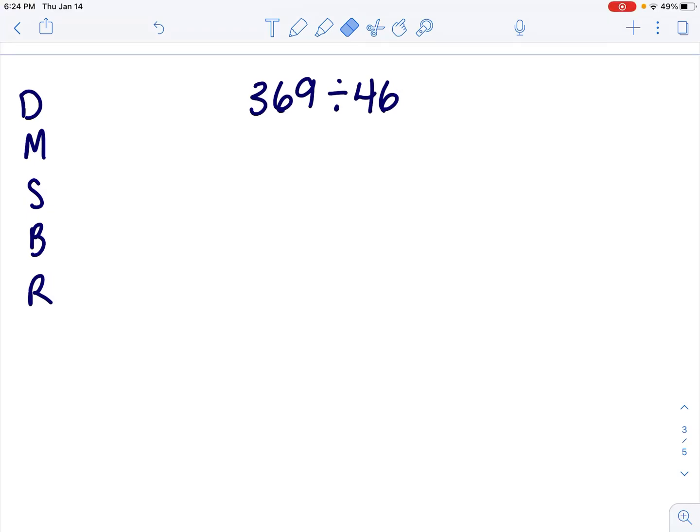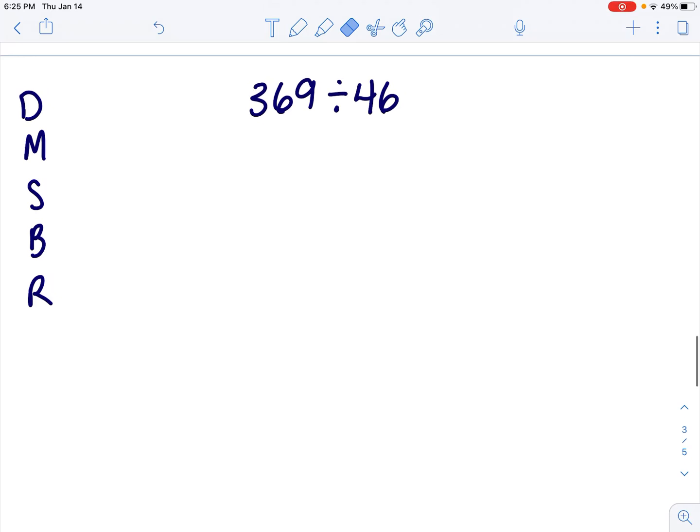Here's our next problem. 369 divided by 46. Notice I have Dad, Mom, Sister, Brother, Rover written down the side of my page. Let's set the problem up together. I'm going to get you started on this one, but this one I would like you to finish on your own. Then you can restart the video and check your work.